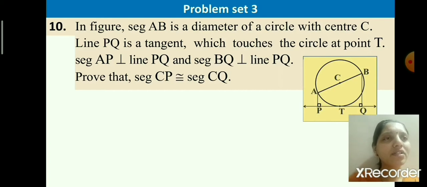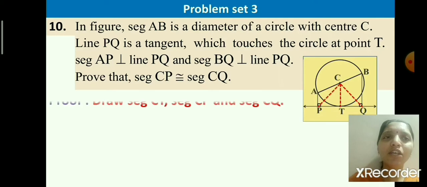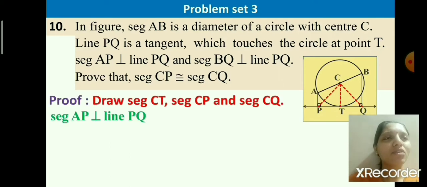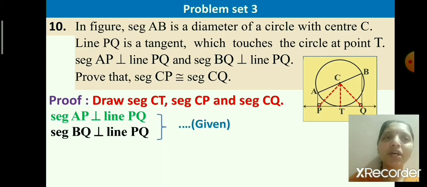Now to solve this sum, we have to do some construction. We have to join segment CT, segment CP and segment CQ. Yes, so let's start with the proof here. Segment AP is perpendicular to segment PQ. Similarly, segment BQ is perpendicular to segment PQ. Both these statements are given to us.